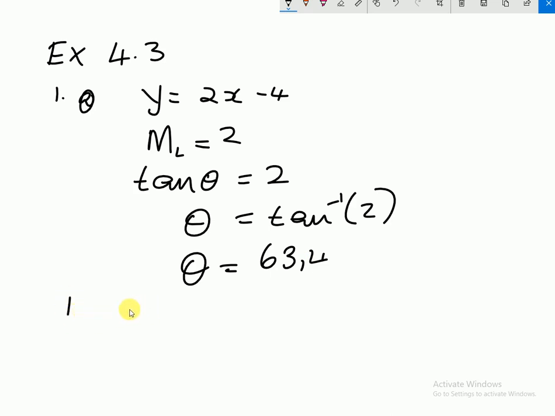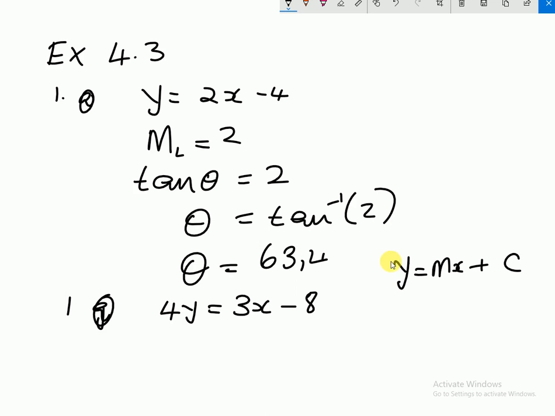Okay, on the same exercise 4.3, number G: 4y equals 3x minus 8. People, every time before you choose the gradient, please make it a point that your equation must be in standard form. In the standard form, we mean y equals mx plus c. If you still have a number in front of y, it's not in the standard form. Make sure you don't have a coefficient of y. The best way is to put it in standard form. It is now in standard form.